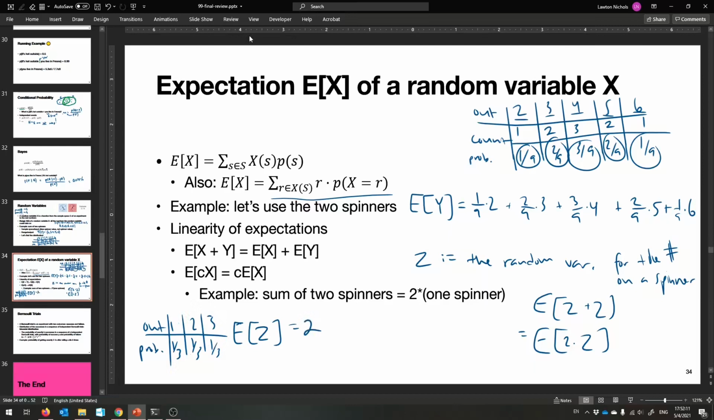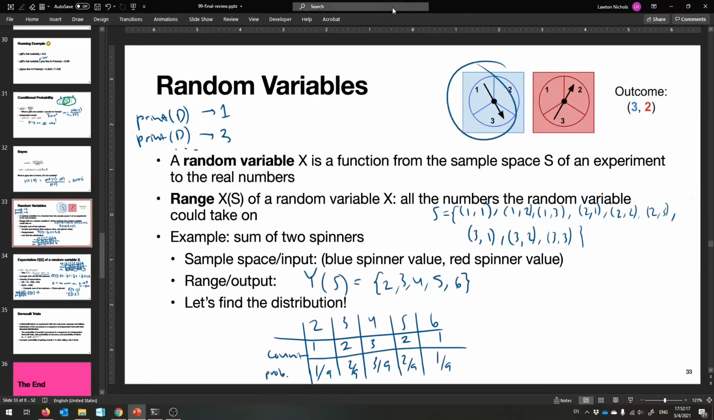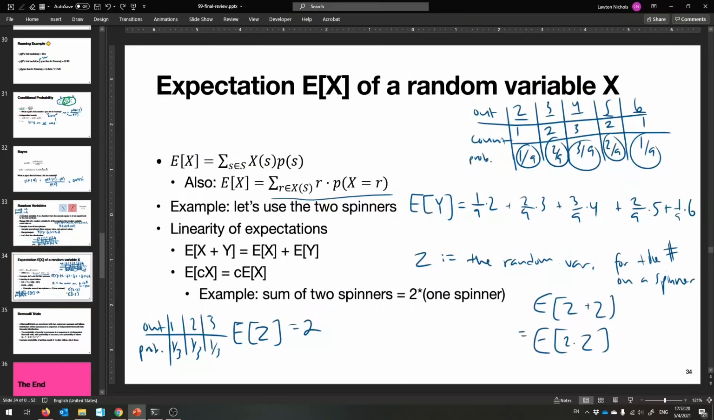And so you can use linearity of expectations to not have to go through this giant mess of a longer table when you know that each spinner can just be one random variable, and you have two of them. So I just want the expected value of these, expected value of two single spinners. Okay? And so that's going to be equal to, follow either of them, 2 times 2, or 2 plus 2. And that's 4. That's another way to get it, using linearity of expectations. Okay. Yeah. So that is the idea there.